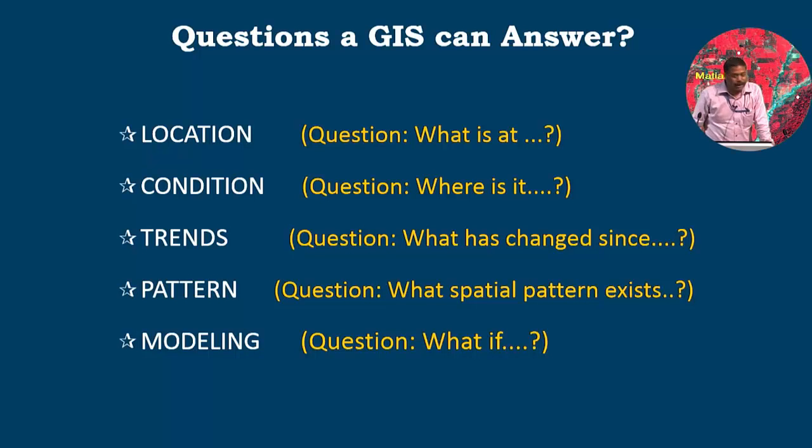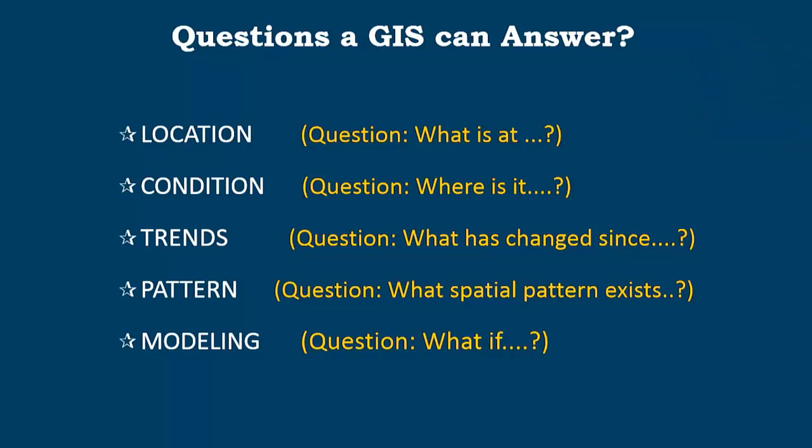So now what can GIS answer? Here the most important thing is, there are a few areas like location. If you already have a database where thousands of polygons are there, you can fire a query and identify that polygon which you are looking for. What is that? Then where is it? That location you can find. You can easily fire a condition. I want to see those polygons which are more than 300 square meters. So automatically those polygons will be highlighted because your GIS database is already created.